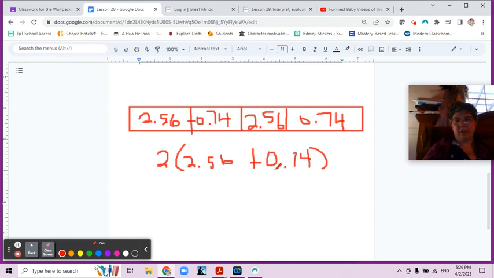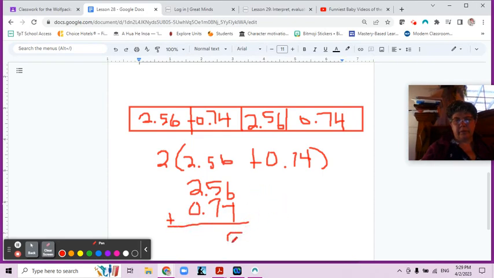So 2 5600ths plus 7400ths times 2. All right. So 2 5600ths plus 7400ths makes 10, makes 12, makes 1 more, makes 13, and 3. And when we add, our decimal goes straight down. So 3 3000ths times 2. Getting to practice all of our decimal work here, right?